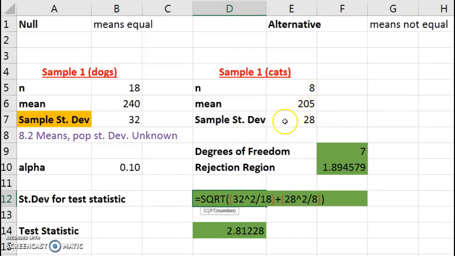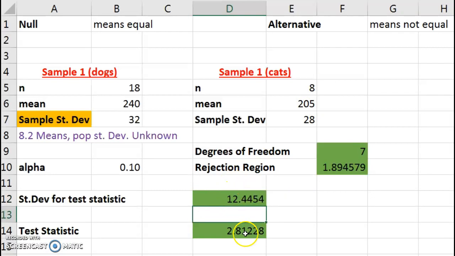28 squared divided by 8. And take the square root of all that. That gives us our standard deviation. Then we're going to subtract the means from each sample. And then you divide by that standard deviation for the test statistic that you just figured out. That gives you then your test statistic. And this is much further into the tail past our critical value. So we're in the rejection region, and we're definitely going to reject our null hypothesis.